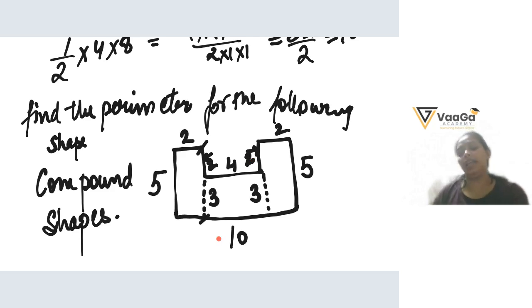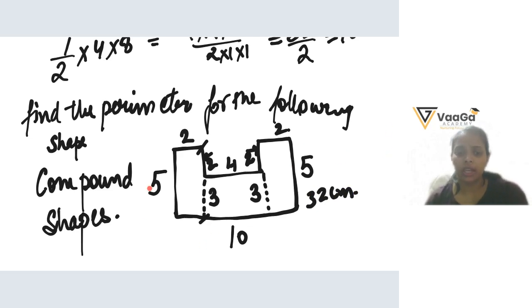Right, very good. Now calculate the perimeter. 5 plus 2 plus 2 plus 4 plus 2 plus 2 plus 5 plus 10. The answer will be 32 centimeters. Very good. Let's try one more.